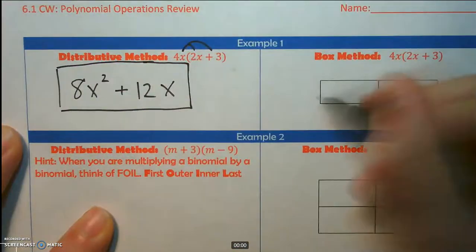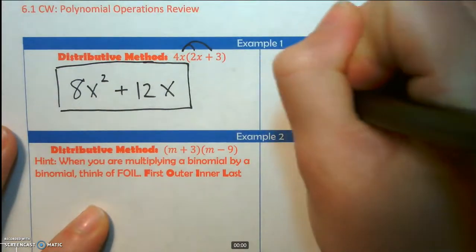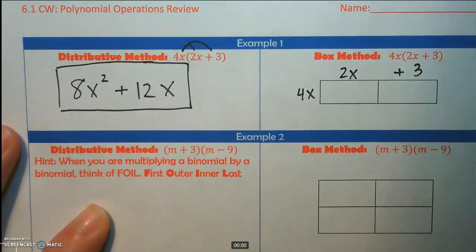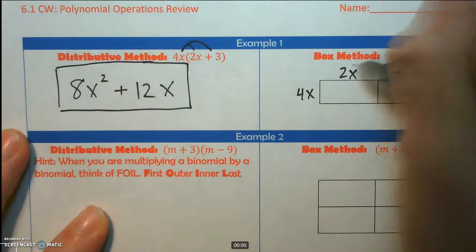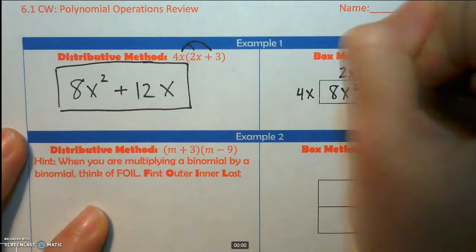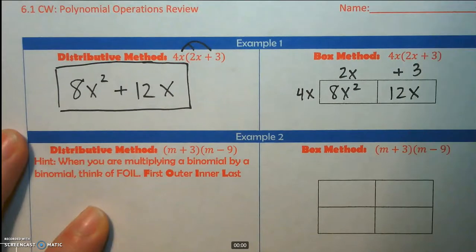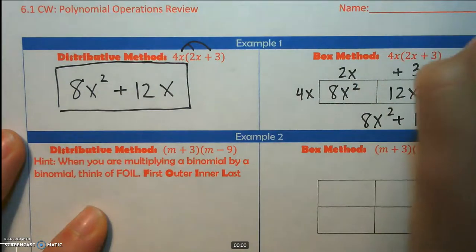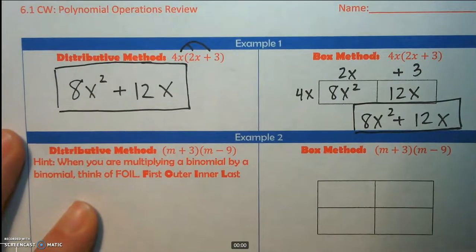Next distribution, we have 4x times 3, which would give us 12x. You could have also done this with the box method, but you'd have to create your box. So since it's a monomial times a binomial, notice I have a 1 by 2 column table. Again, we're still going to multiply these. So 4x times 2x is 8x squared. 4x times a positive 3 is a positive 12x. Therefore, my final answer is 8x squared plus 12x. Just like we found with the other method, just a different way of thinking about it.